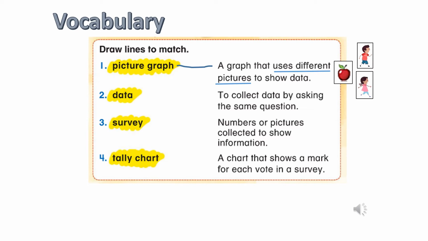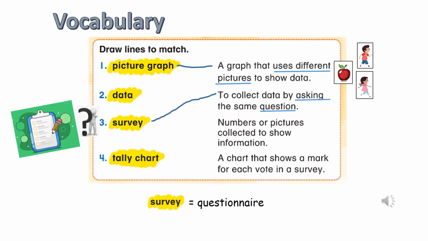In our graph for the walkathon, we used a picture of a boy and a girl. So I'm going to skip down to number 3, a survey. You can see there's a picture there of a clipboard with a questionnaire on it and a pencil, and a person standing next to a question mark. That person would be the person who is collecting the information using a survey or a questionnaire. So the meaning of a survey is to collect data by asking the same question.